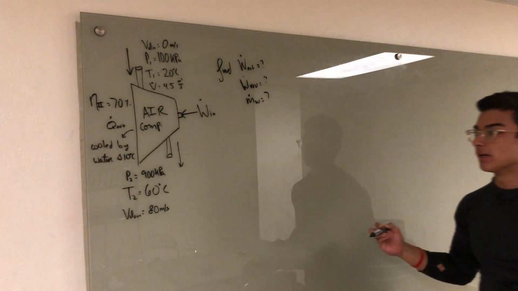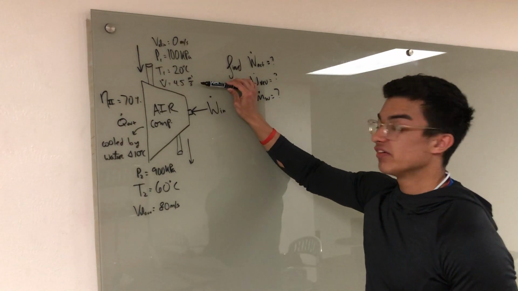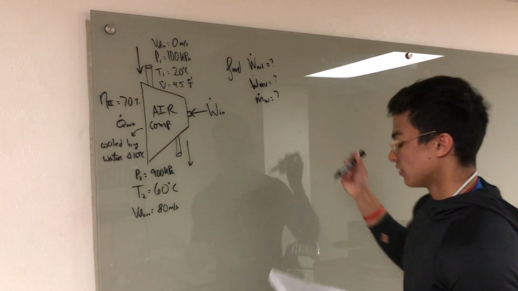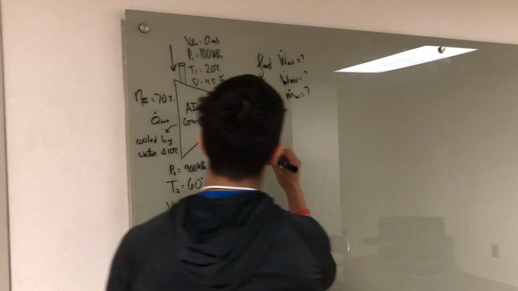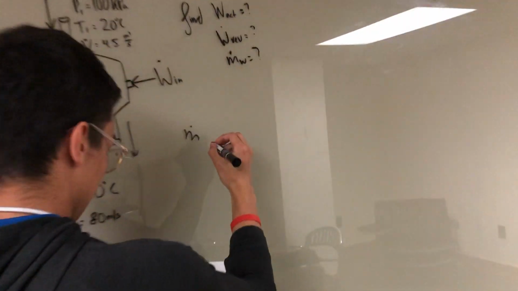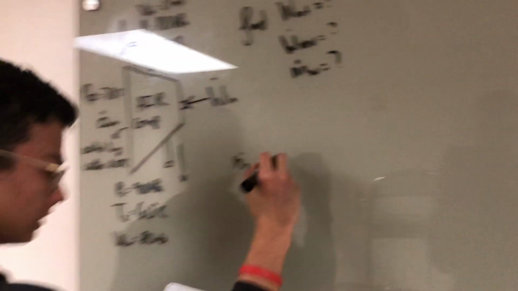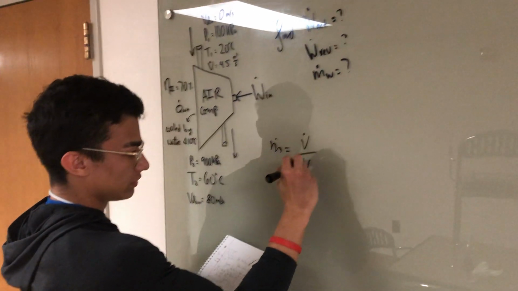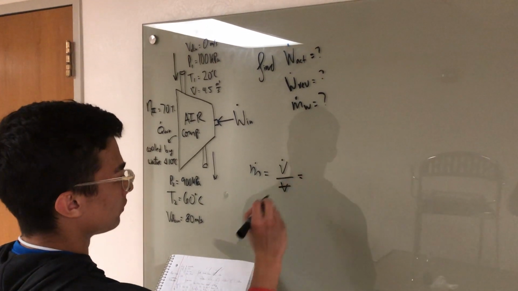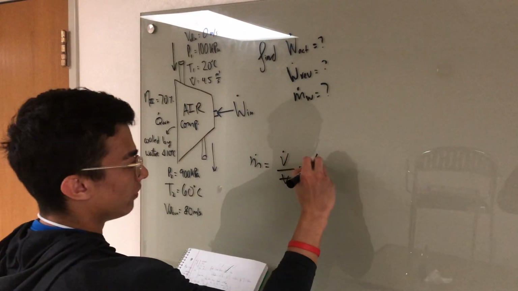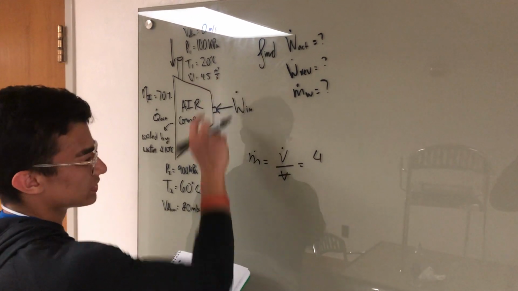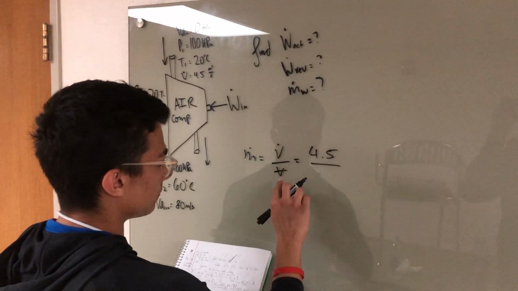So to first start off this problem, we have to analyze what we're given. You see that we have a volumetric flow rate here. So the first thing we're going to do is remind yourself that m dot equals V dot over little v. So that equals 4.5, and make sure you're in meters cubed per second, over your specific volume.